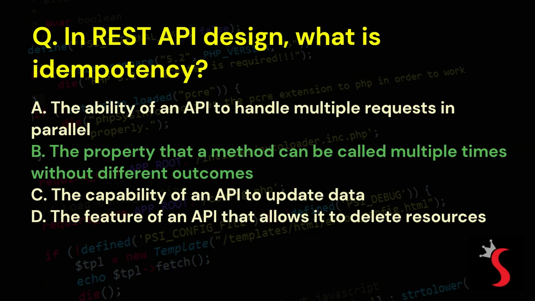And correct answer is option B, the property that a method can be called multiple times without different outcomes. When an HTTP method is idempotent in a REST API, this means that if you send multiple identical requests, only the initial request would cause a change. Therefore, the results returned to the user will not depend on how many times the method has been called.